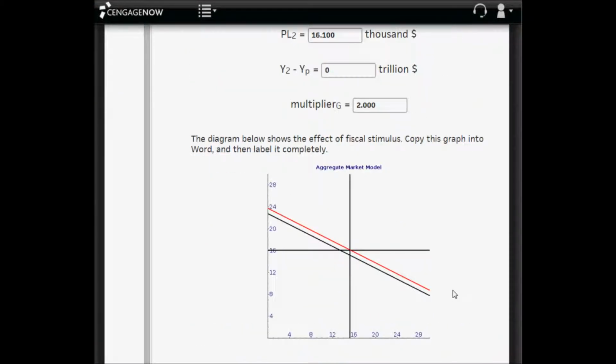This diagram shows you exactly what went on in Excel. It gives you what aggregate demand was before the increase in government expenditure, and what it is after the increase in government expenditure. So this is initial aggregate demand, final aggregate demand, long run aggregate supply, short run aggregate supply. This axis is labeled the price level, or PL, in thousands of dollars. This is labeled real GDP, or Y, which is in trillions of dollars.